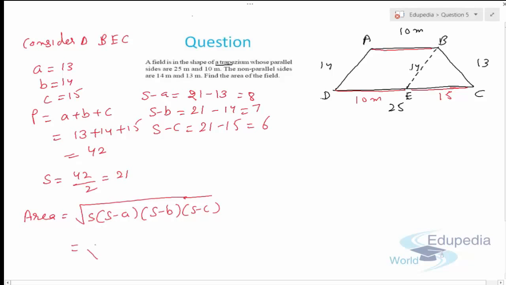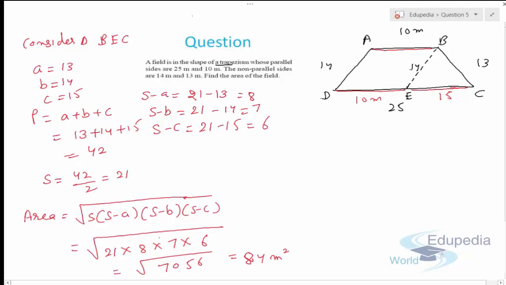Then we need to put in the values. This will come out to be under root S. What is S? 21 into S minus A is 8, S minus B is 7 into S minus C is 6. When we multiply, it will come out to be under root 7056. If you solve this, the answer will come out to be 84 meter square. So this is the area of the triangle.